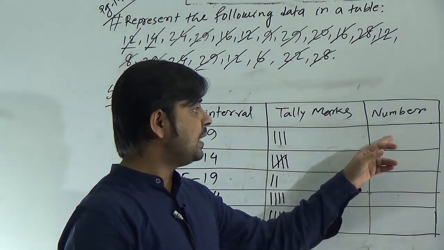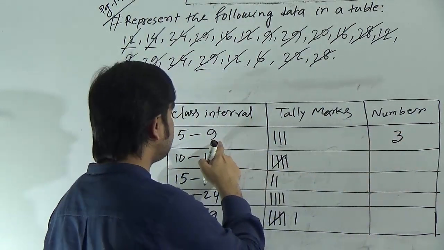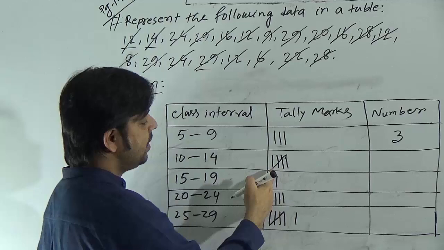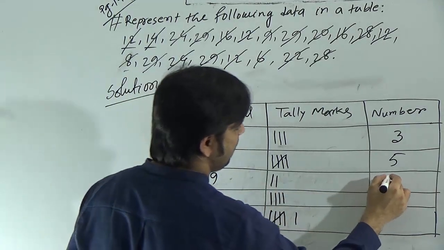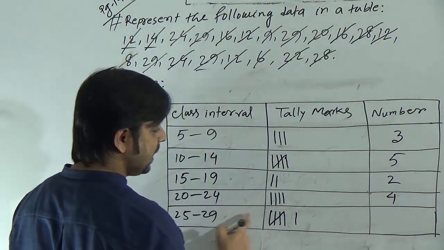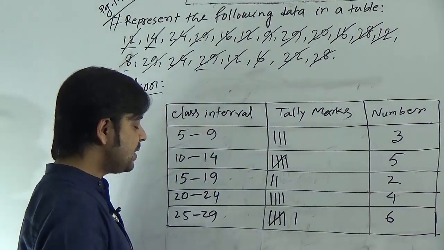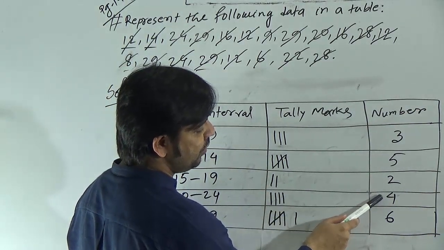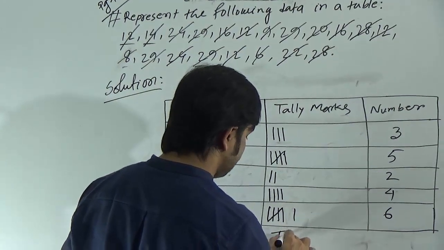Counting the tally marks, we will write the number in this column. 1, 2, 3. 3 tally marks here, so number is 3. It means that in the first class there are 3 data, and in the second class 5 tally marks, so 5 numbers. In the third class 2 numbers, and in the 4th class 4 numbers. In the 5th class there are 6 numbers, 5 and 1, 6. Dear students, now count this: 3, 5, 8, 10, 14, 20. 20 data is given here. So the total number of data is the same here.